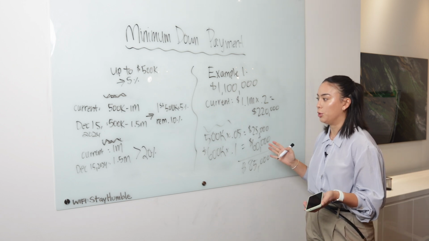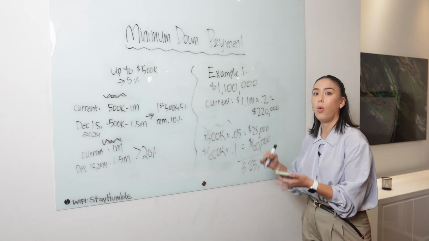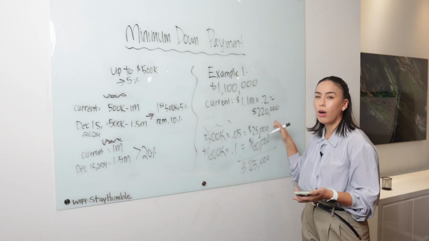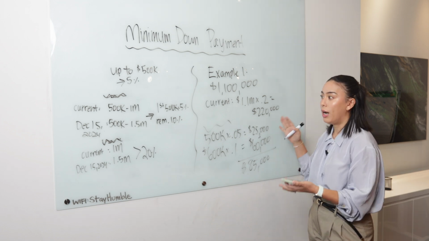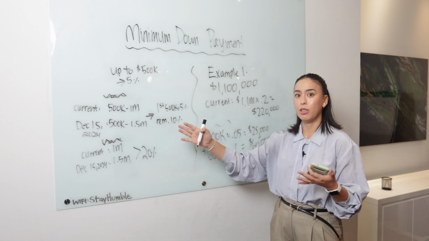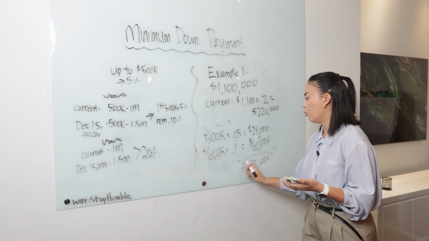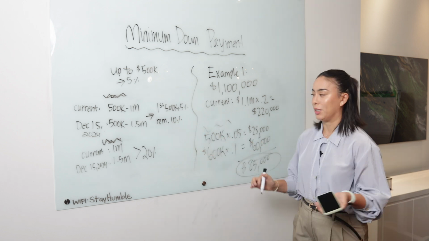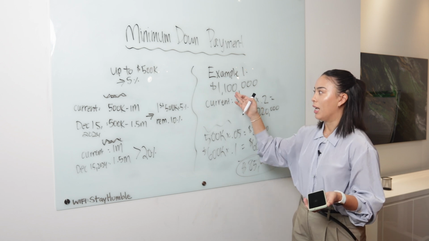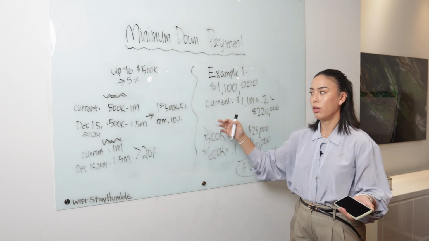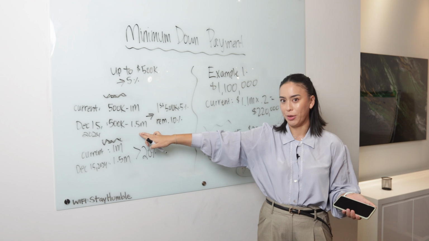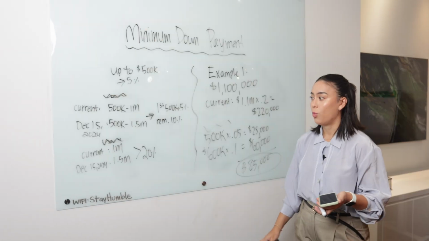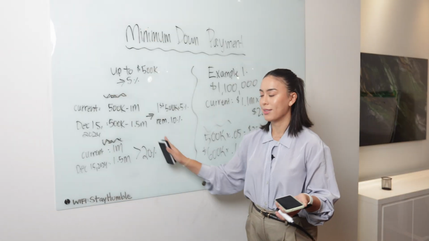So a lot of the issue previously was that maybe you could qualify, but you just had a really hard time saving up that extra money to get to that down payment. Now that we have this change in minimum down payment rules, you won't be required to put as much down as you would previously if you are above that $1 million mark, but again, only up to a purchase price of $1.5 million.